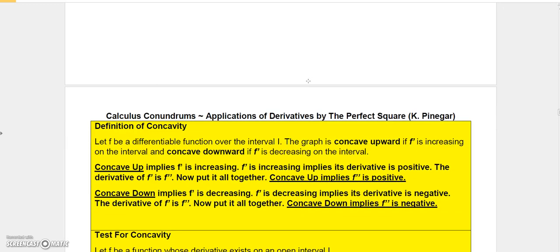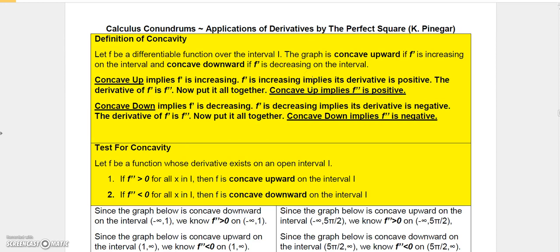Now, this is just the definition of concavity, and it says that f is a differentiable function over the interval I. The graph is concave upward if the derivative is increasing, and the graph is concave downward if the derivative is decreasing.